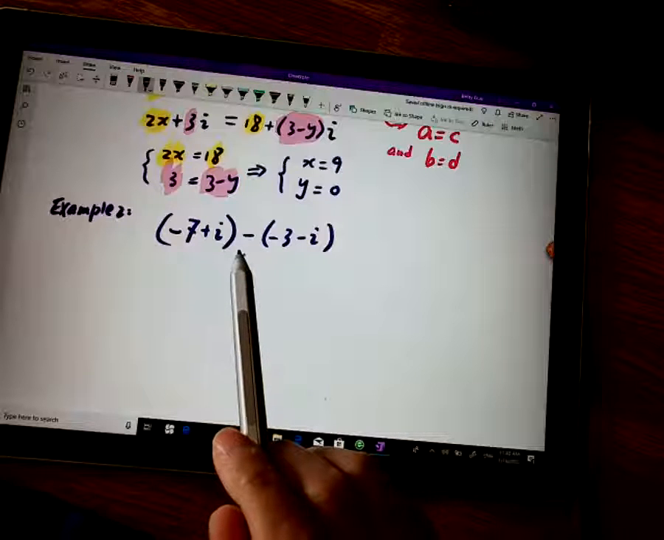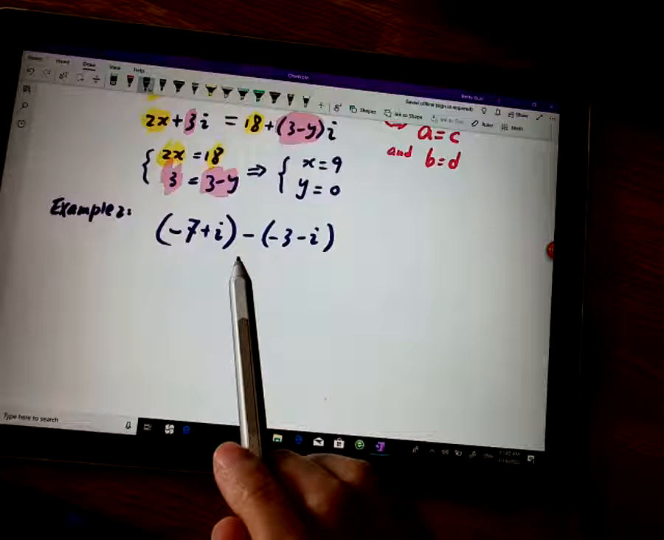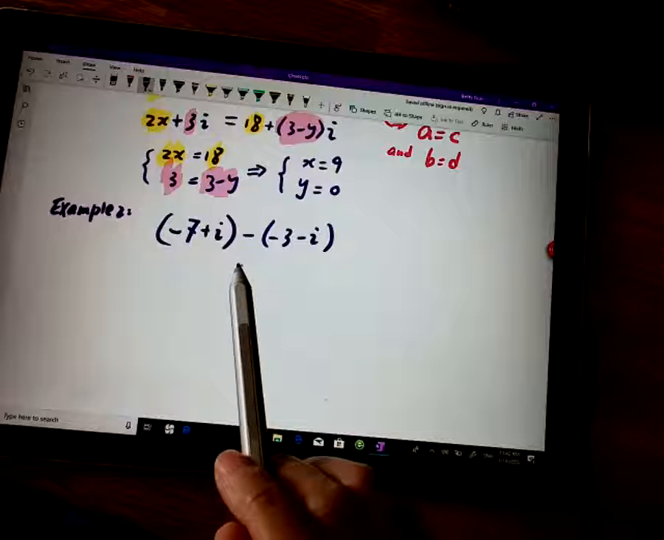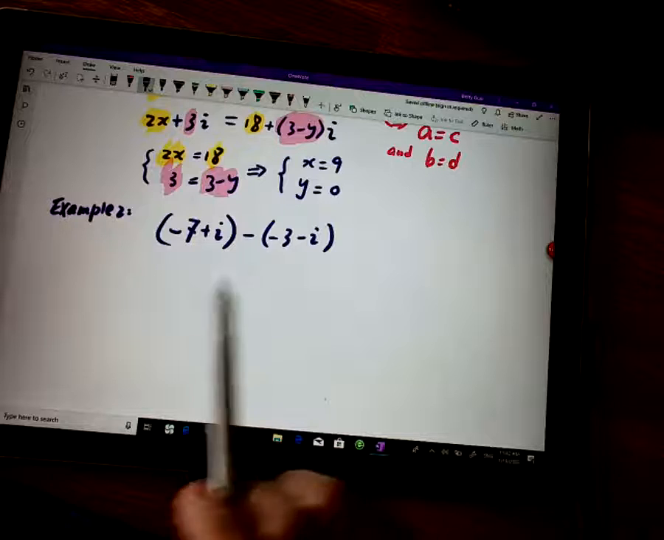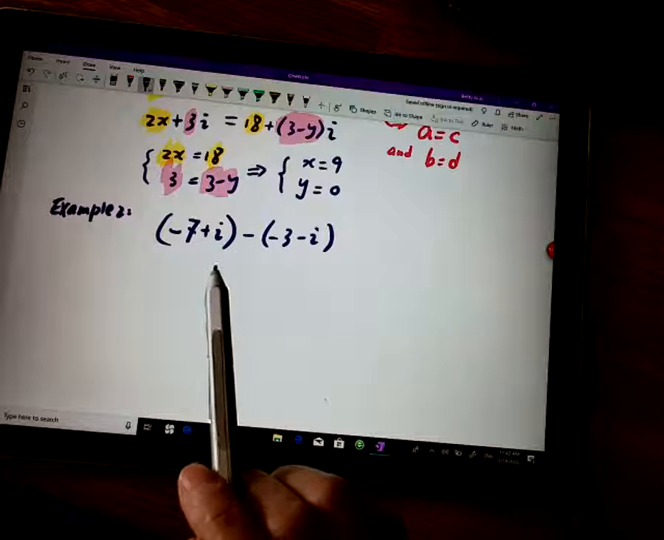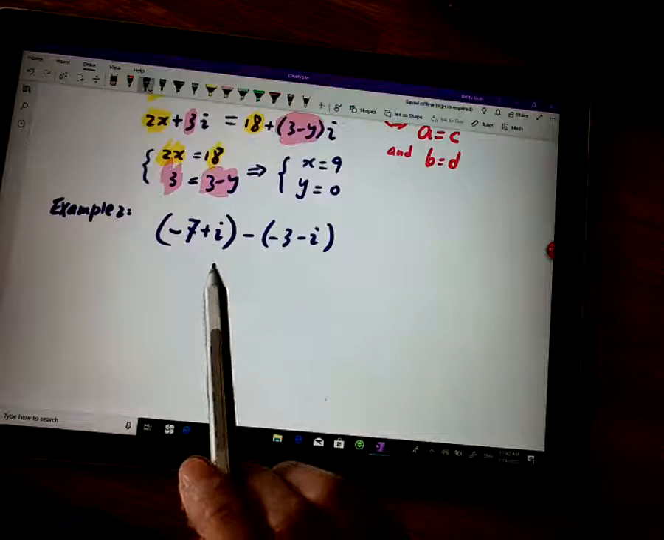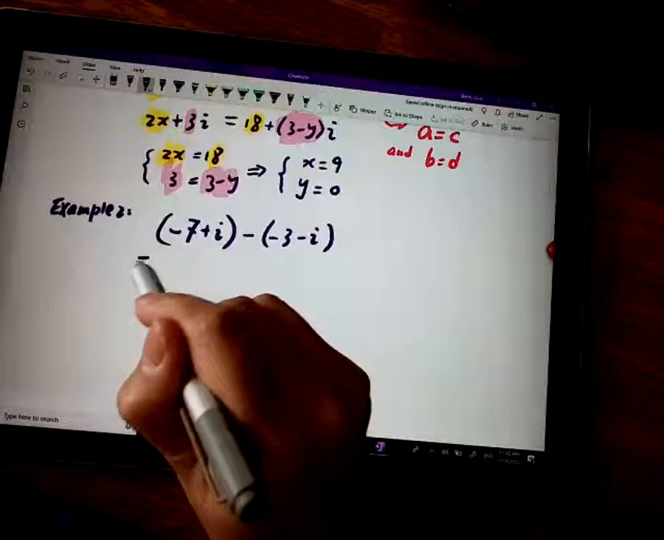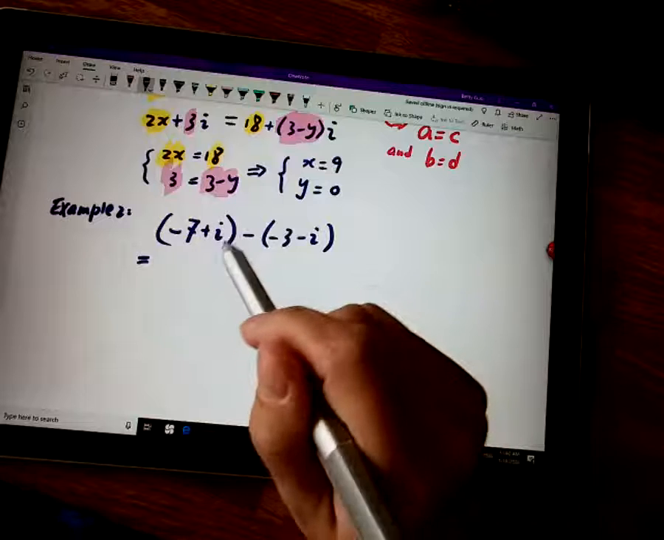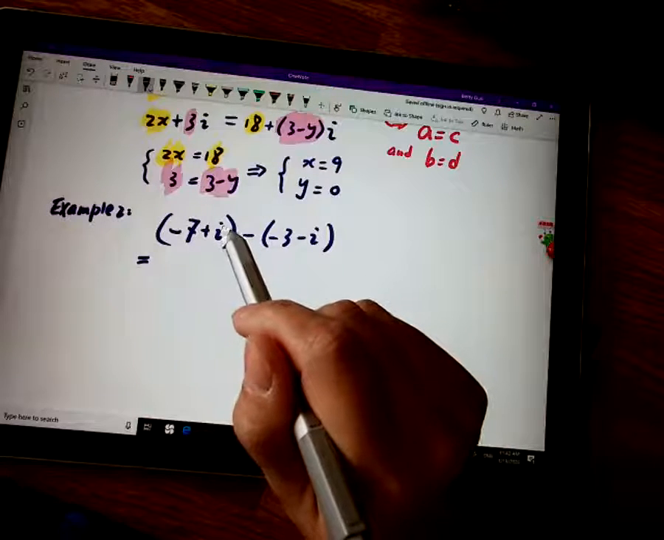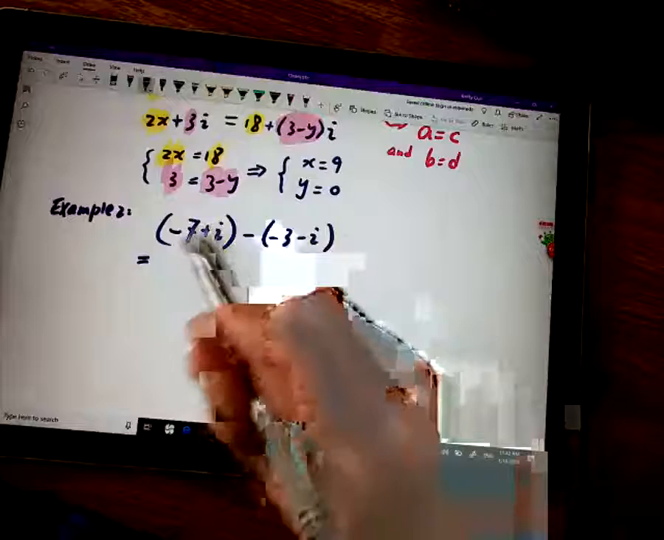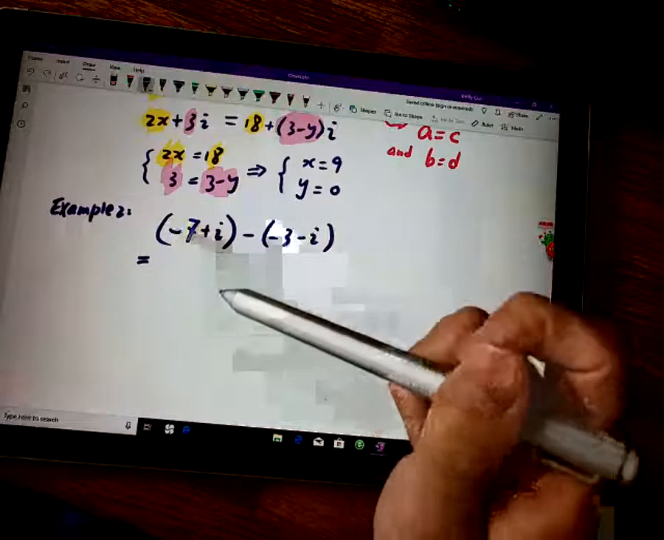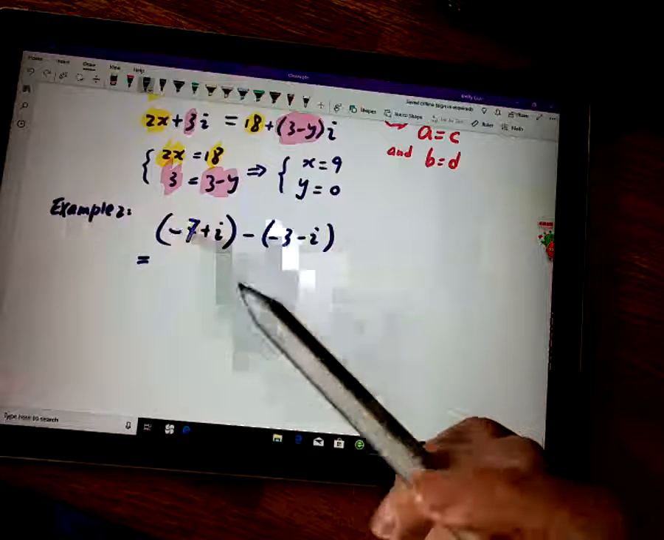When you add, when you subtract, when you multiply complex numbers, you can just deal with those operations as usual. Whatever rules in the real number set apply here as well. So you don't have to worry about that much. You can just get the result by simplifying this expression. In order to simplify this expression, we need to get rid of the two parentheses, right?